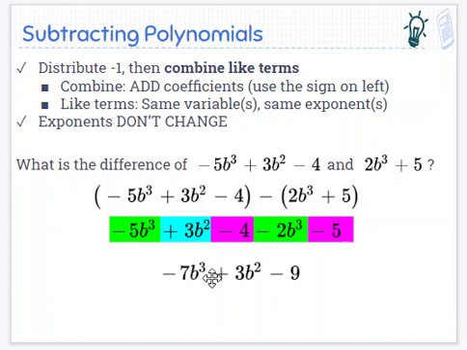Last but not least, combine your like terms, so negative 5b to the third, negative 2b to the third. Since we have two negative terms, negative 5 plus negative 2 is negative 7. b to the third stays the same. Positive 3b squared, just leave it alone. Negative 4 minus 5 becomes negative 9.